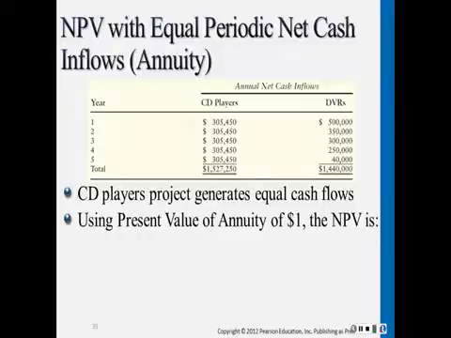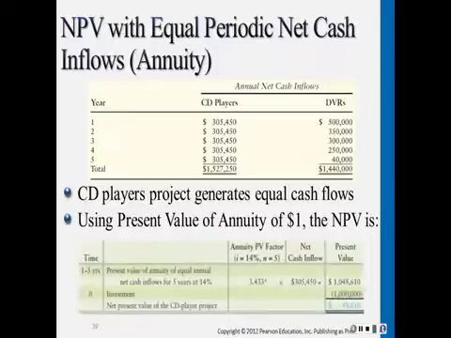Next, we simply subtract the investment's initial cost of $1 million cash outflow from the present value of the net cash inflows of $1,048,610. The difference of $48,610 is the net present value. A positive net present value means that the project earns more than the required rate of return. A negative net present value means that the project earns less than the required rate of return. In Greg's Tunes case, the CD player project is an attractive investment.